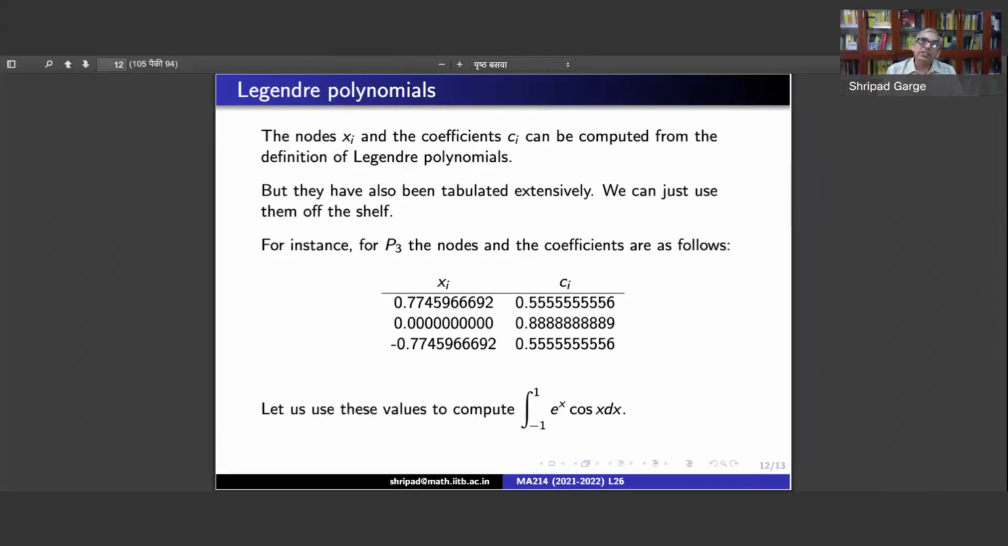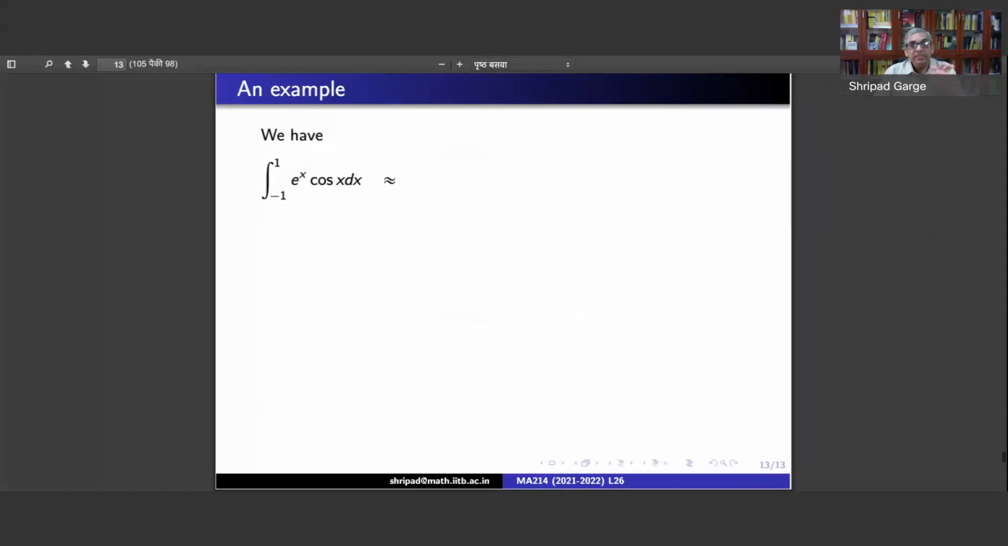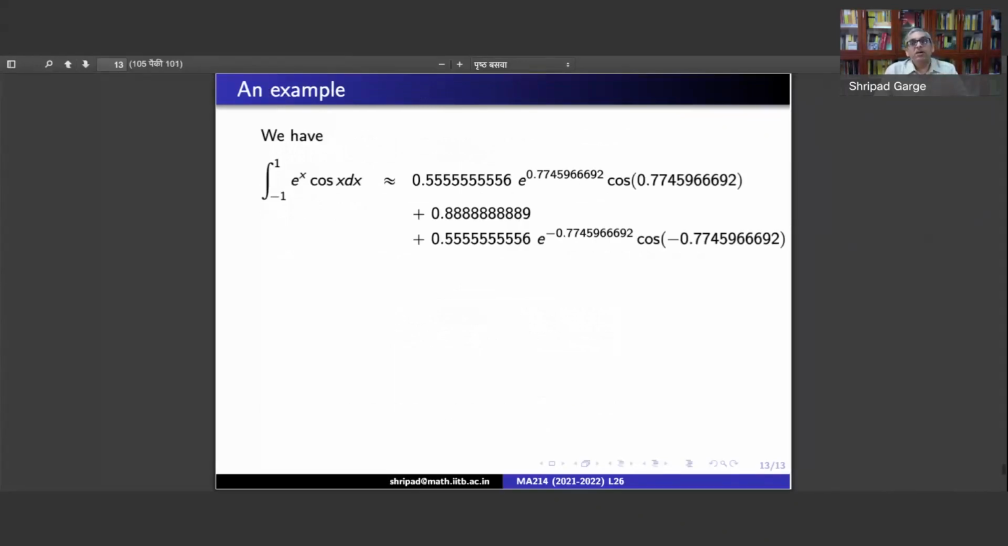So let's suppose that I want to use these values and compute the integration from -1 to 1 of e^x cos x dx. Suppose we want to compute this using these values. Then what do we have to do? We take the integration, and this is approximately the sum of these three values. Remember the midpoint, the middle node is 0, so e^0 and cos 0 are both 1. If you were instead looking at sine, then the middle part will not even exist. So you will just have two terms for x1 and x3. But here our x2 is 0, so e^0 will give you 1, cos 0 will give you 1, and the remaining x1 and x3 are put here.